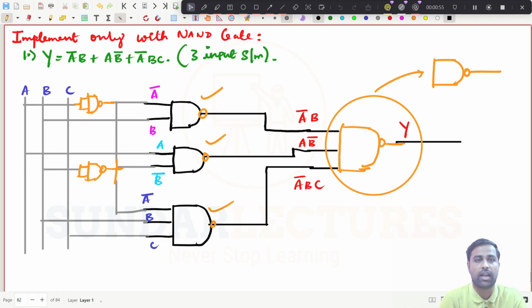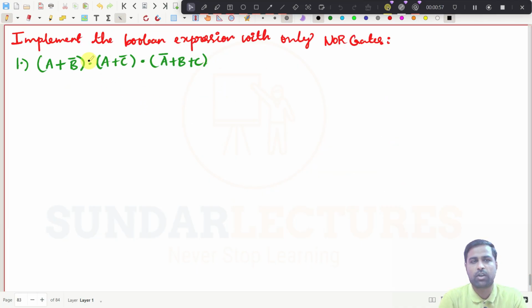Let me do this one now: implement the Boolean expression with only NOR gates. If they have given you an expression like this, you generally implement it with normal gates first, and then convert those normal gates into NOR gates. This is a POS function, product of sums. In between you have multiplication, so you put an AND gate.